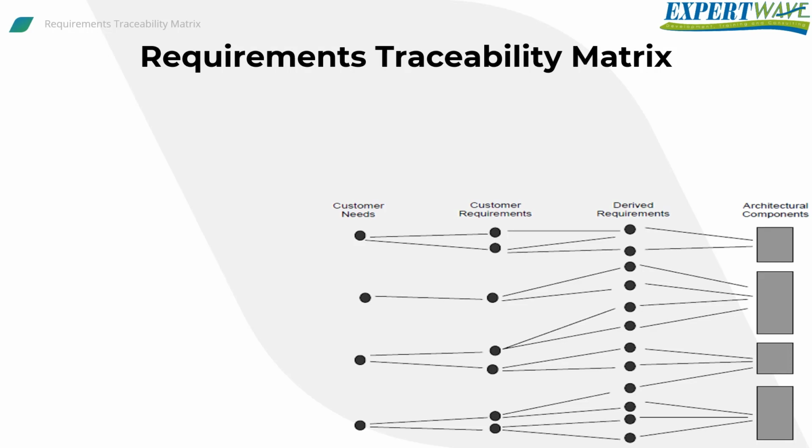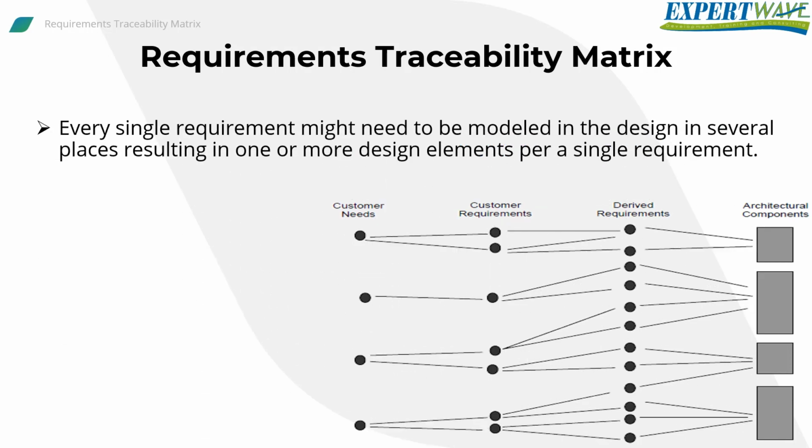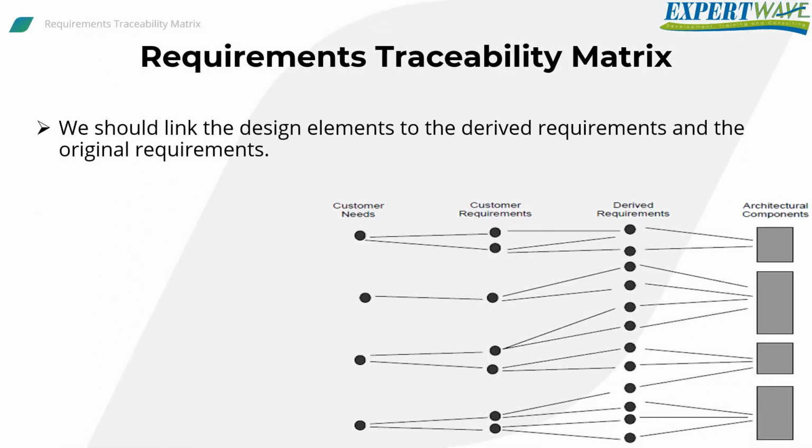Next, as we model those requirements in the design, every single requirement might need to be modeled in the design in several places, resulting in one or more design elements per single requirement. Again, we should link the design elements to the derived requirements and the original requirements. The same thing can be said about the code, test cases, and so on.